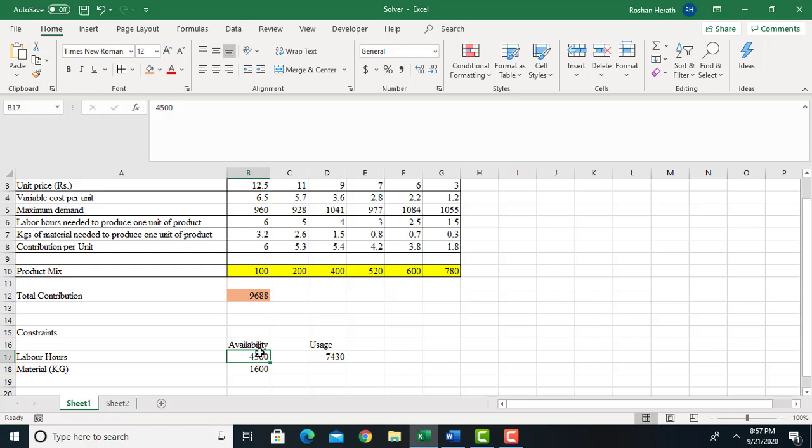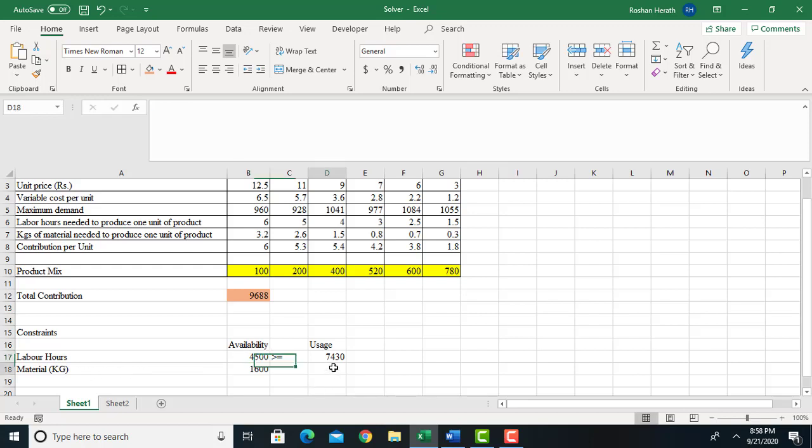Then if you are going to identify this constraint, how do you identify that? Your usage must be lower than or equal to the availability. Your usage must always be lower than or equal to this availability. So therefore, if I just write it, it should be something like this. Your availability is greater than the usage. That is the constraint. So I just mentioned that. That's it.